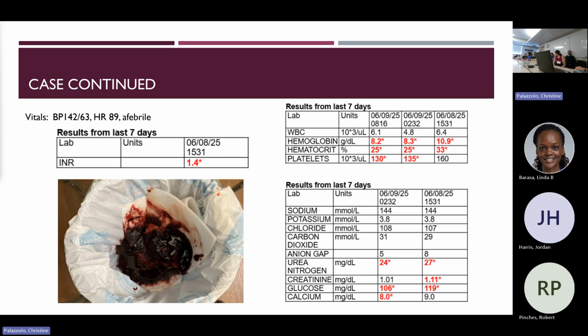INR. The BUN to creatinine ratio is 24. Yeah, okay, very good. So some slight elevations there. But as you can see in the picture, that's pretty red, right? That's not melena. We're thinking more lower GI bleed. And her INR is a little elevated, probably because of her DOAC use.